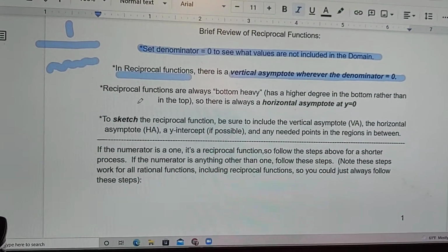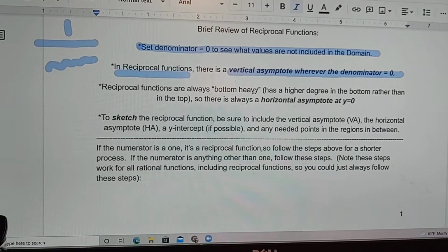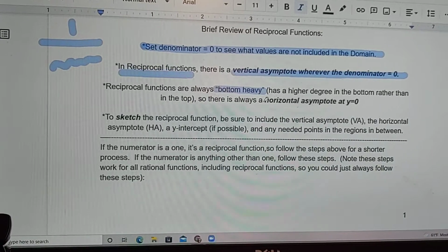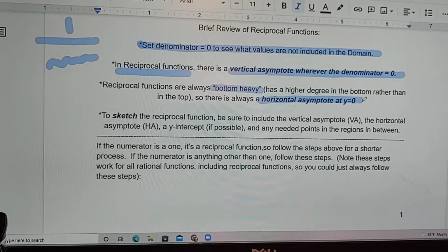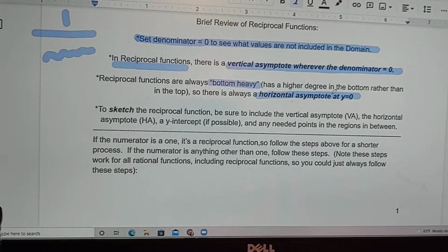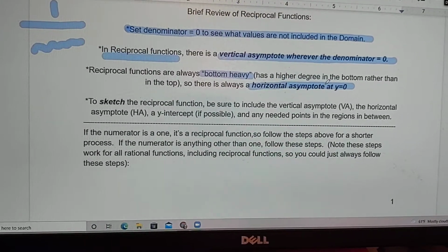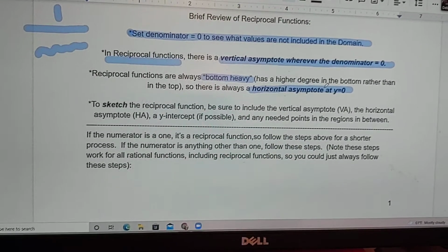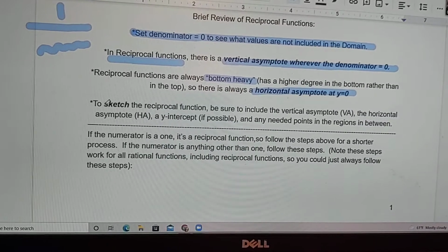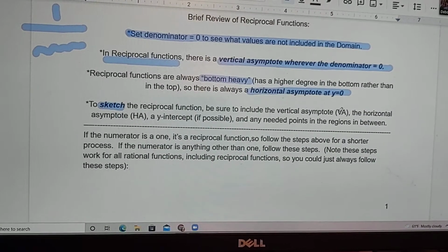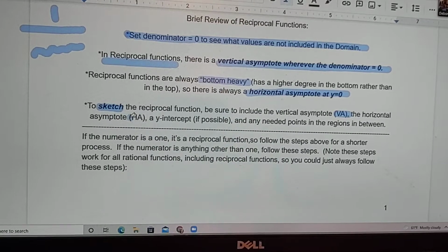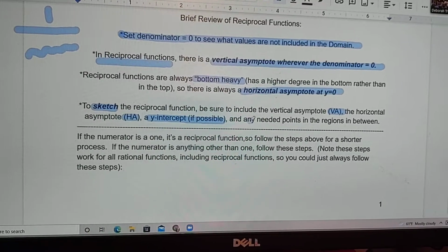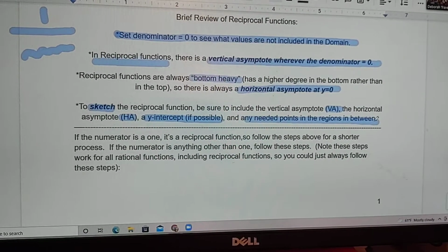Reciprocal functions are always bottom heavy, we learned last lesson, which means there was a higher degree in the bottom rather than the top. Because they're bottom heavy, we always found the horizontal asymptote at y equals 0. Now that our functions are a little more complex, we might find that sometimes there's no horizontal asymptote. Sometimes it is at y equals 0, or sometimes it's going to be somewhere else, and we will discover that as well. Finally, when we sketched our reciprocal function, I asked you to please include your vertical asymptote, your horizontal asymptote, which was the x-axis, your y-intercept if possible, and any extra needed points in the regions in between to get a good sketch.